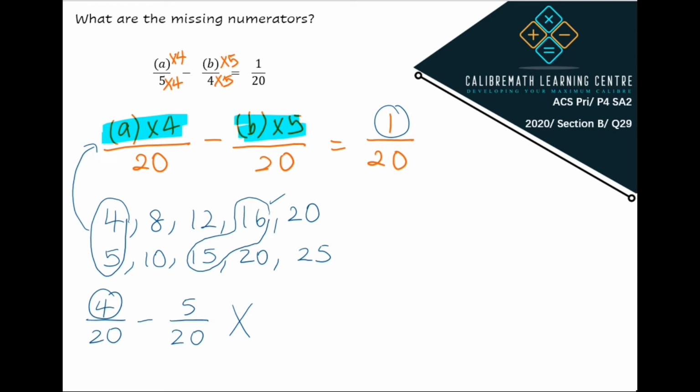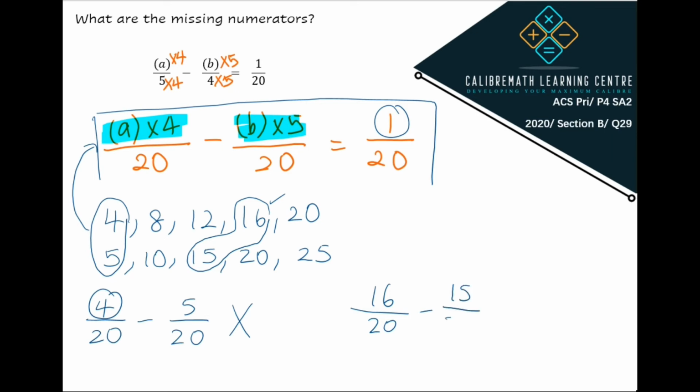So we'll write that back to the original, the same thing over here. And so that gives us 16 out of 20 subtract 15 out of 20, and that gives us 1 out of 20. So this is correct. Now that we have identified the correct pair, we are going to find out what the original numbers for A and B are.